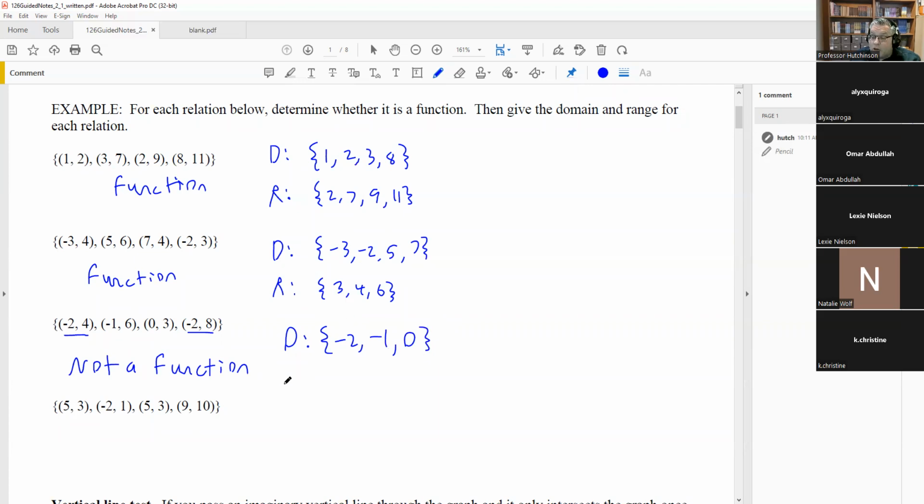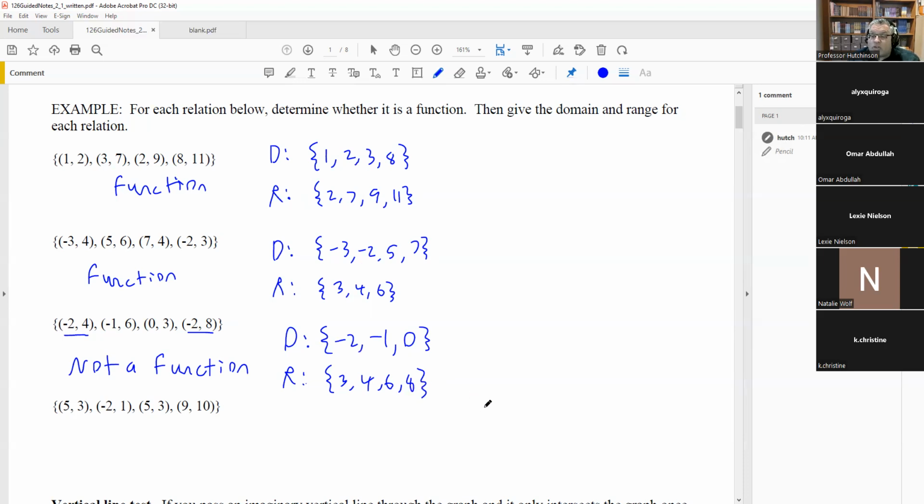We have that. For the range, it's all of the y values. So I have a 3, a 4, 6, and 8. So 3, 4, 6, 8 I have for the y values. So that would be domain and range.